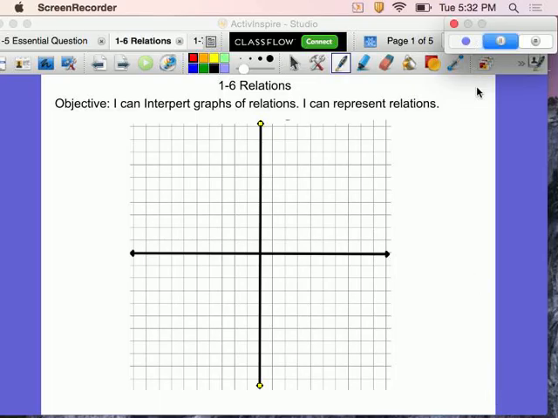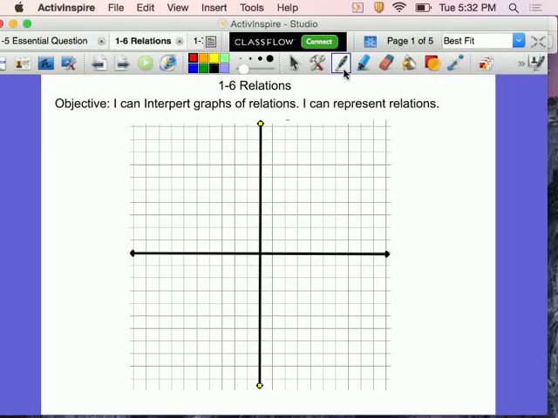Okay, so today we're going to talk about relations. First, we're just going to review some basic vocabulary. You should know the graphing vocabulary, but we have your x-axis and your y-axis.